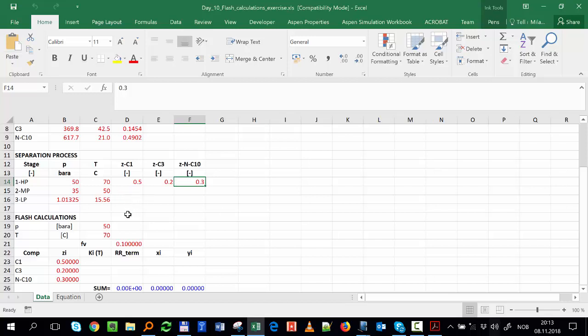Okay, and then we're going to do it with this simulator. So we start at the first stage, 50 and 70. We take the composition 0.5, 0.2, 0.3. The first step is to calculate K, Ki. So for that we press Alt F11.